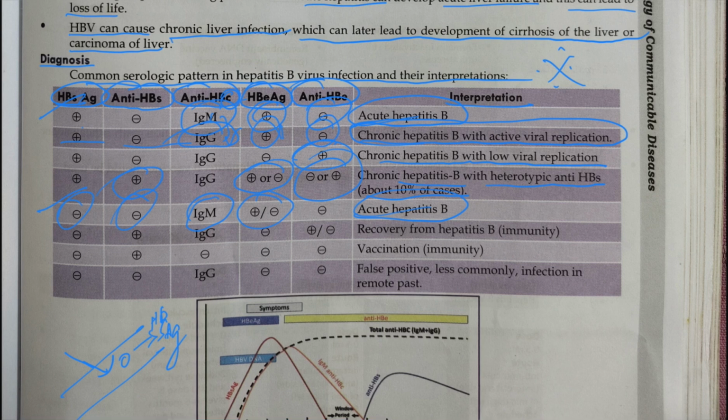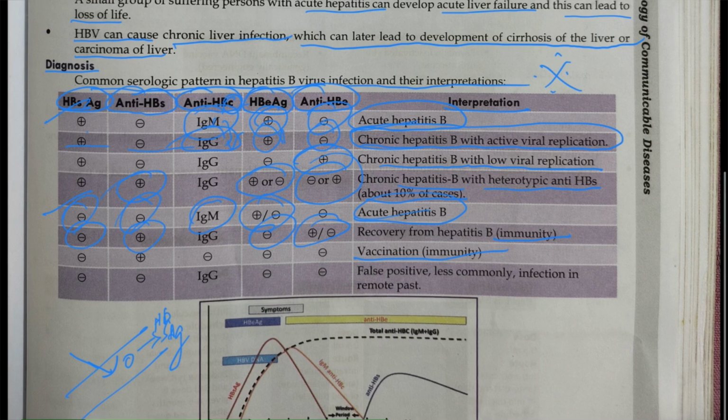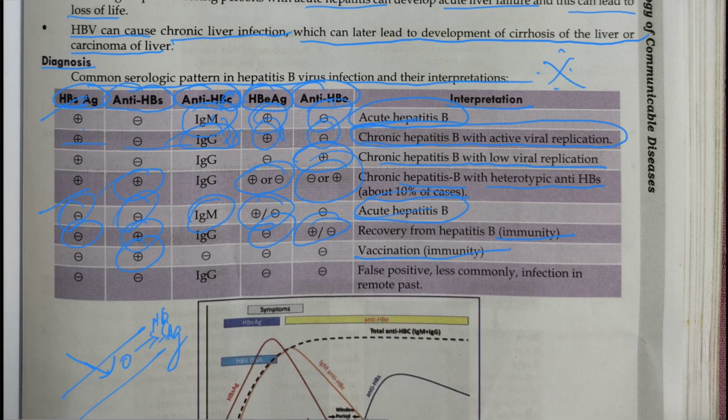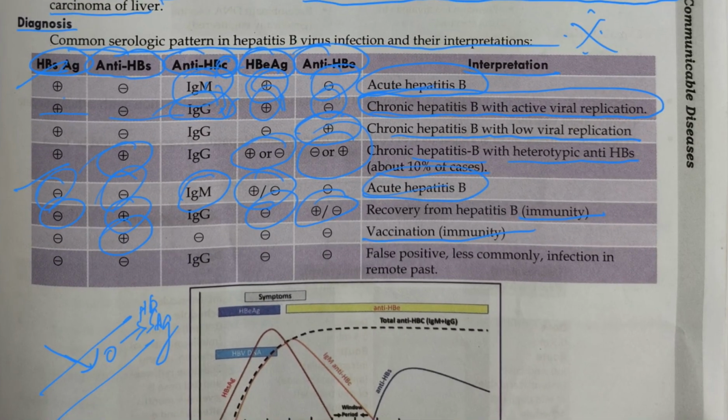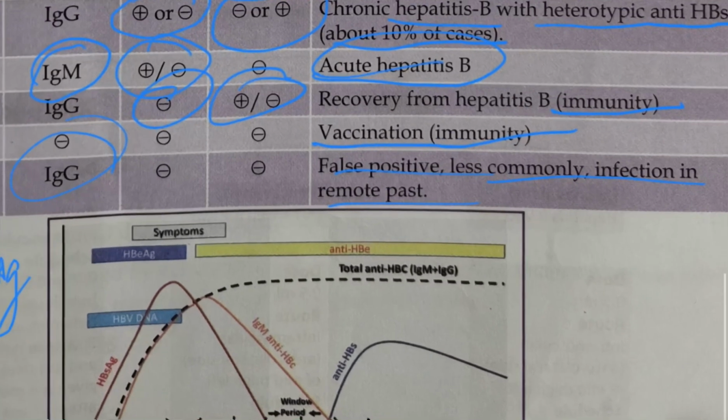Recovery from hepatitis B, how can we find it? These two antigens are absent, but the antibodies are present. It's a good sign. Then vaccination immunity: only the antibody to HBs antigen is present. False positive, less commonly in infection in the remote past. Now let's understand this graph.